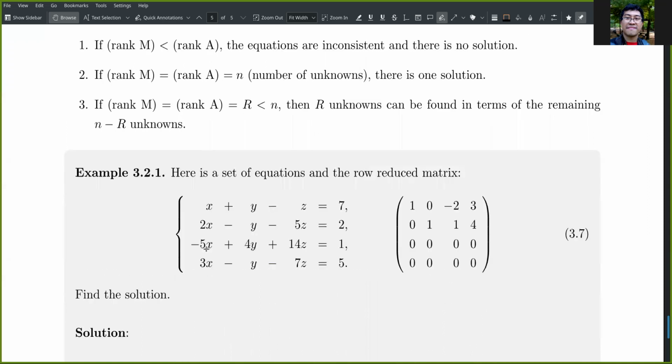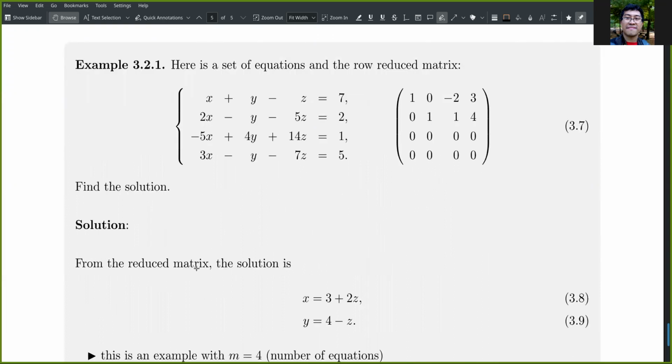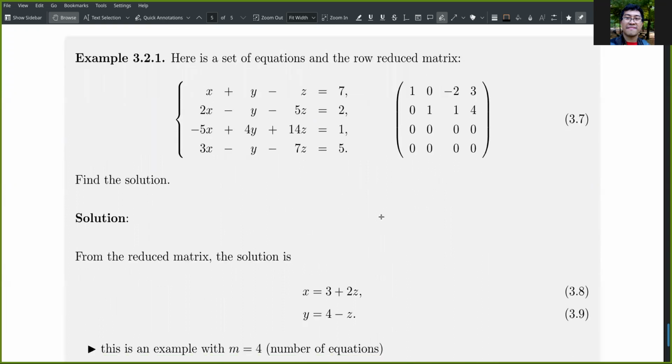For example, you have a set of equations here, and suppose if you want to verify, you can also get this. So given the row reduced matrix as this, we want to find the solution. From the reduced matrix, you have here x minus 2z equals 3. So x can be written as 3 plus 2z. You have y plus z equals 4. You can write y equals 4 minus z.